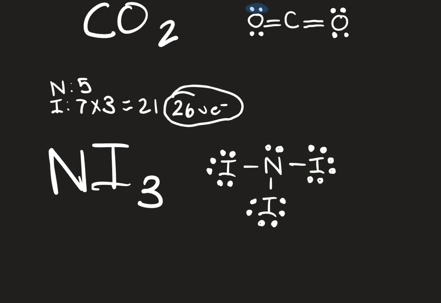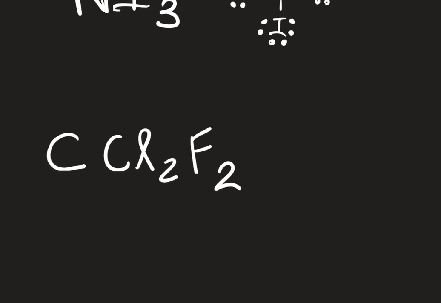Each of my atoms has a full octet, and so this is my Lewis structure for NI3. All right, now we have CCl2F2. So this was an example that was in our VSEPR model lab, and it was confusing to a lot of people, and I don't blame you. And the trick was just figuring out what the center atom is.